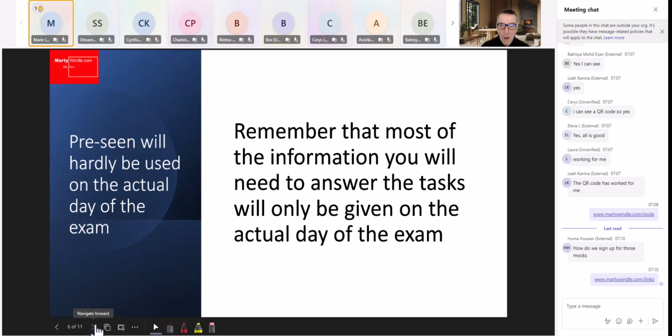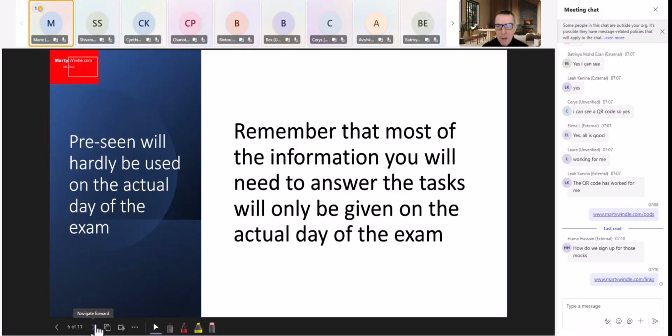Remember that on the exam day, people always obsess about the pre-seen. They're looking for some nugget, some small element, which is going to be some amazing secret information that's there.